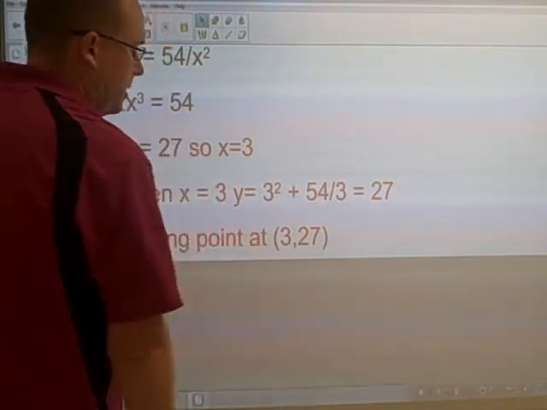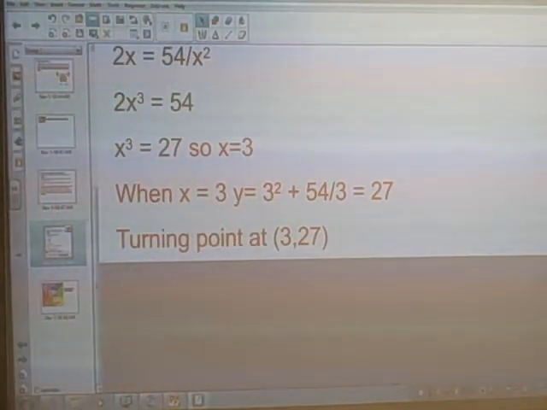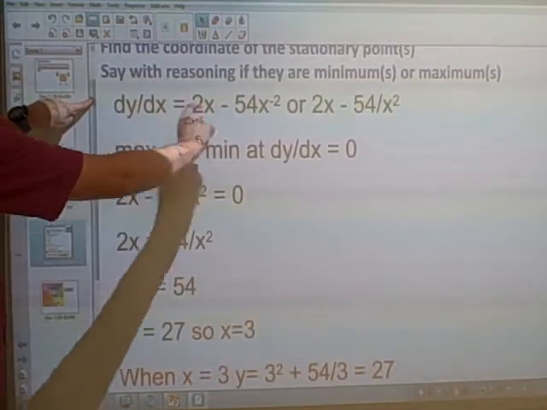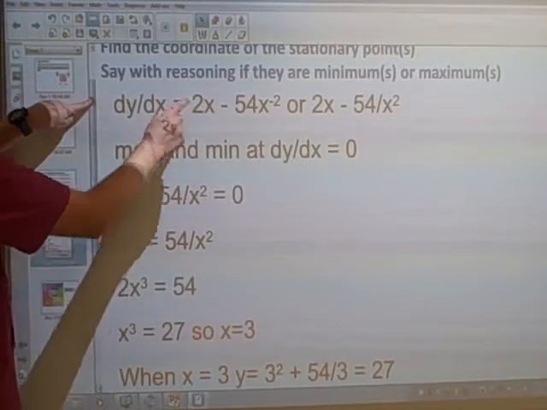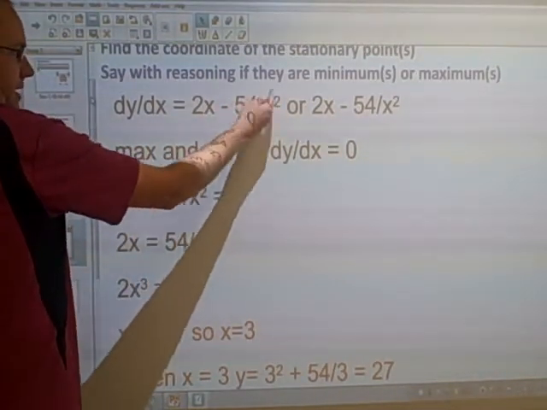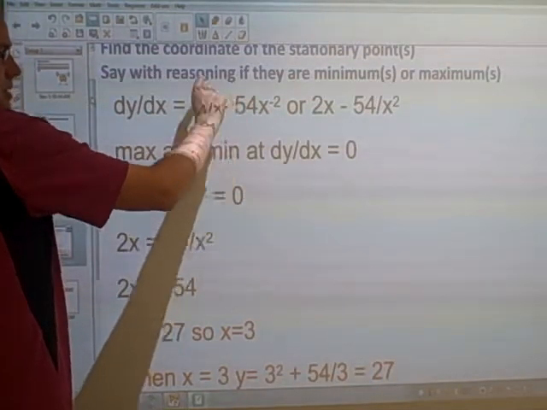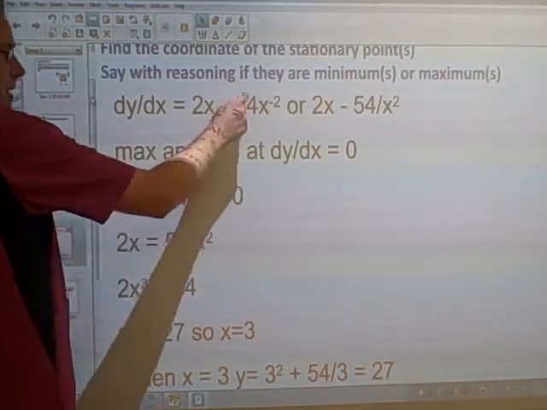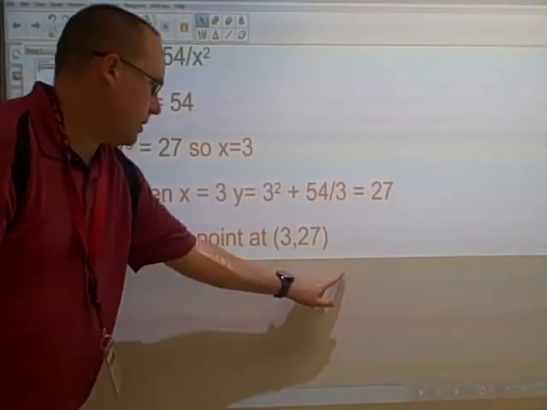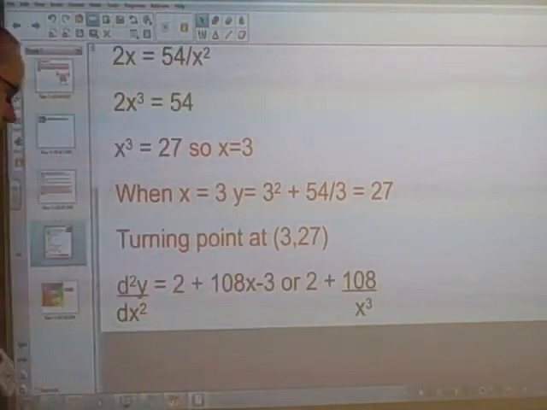What we don't know is what type of turning point or stationary point it is. Is it a maximum or is it a minimum? So what we have to do is go back to that first differential, and then differentiate this. So the differential of 2x would be 2. Differentiate this, bring the negative 2 to the front so it becomes positive 2, times by 54, 108, and then decrease the power, so x to the negative 3. And that's actually what I did on this next line here.